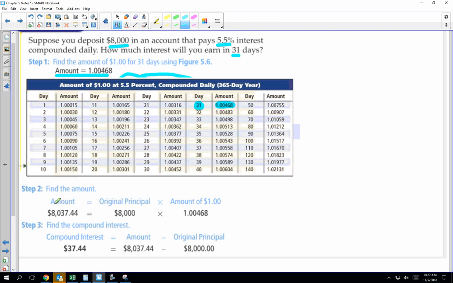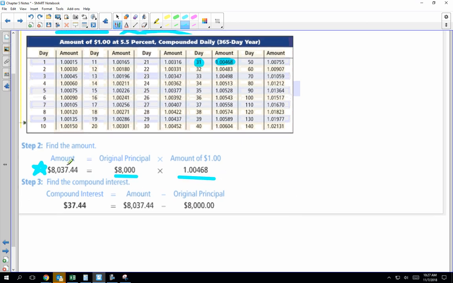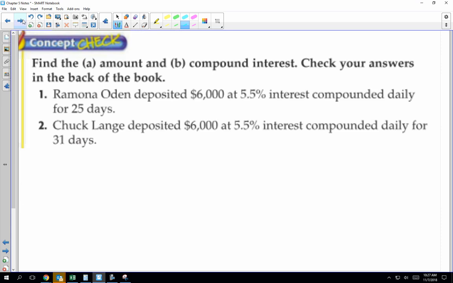Then in step 2, we take our original principal and multiply it by our amount from the table. When we do that, we get $8,037.44. So after 31 days, we do the subtraction: $8,037.44 minus the original $8,000 we put in. That means we've made $37.44 just for having our money in that account for 31 days. Not too bad. Okay, so let's do these practice problems together.